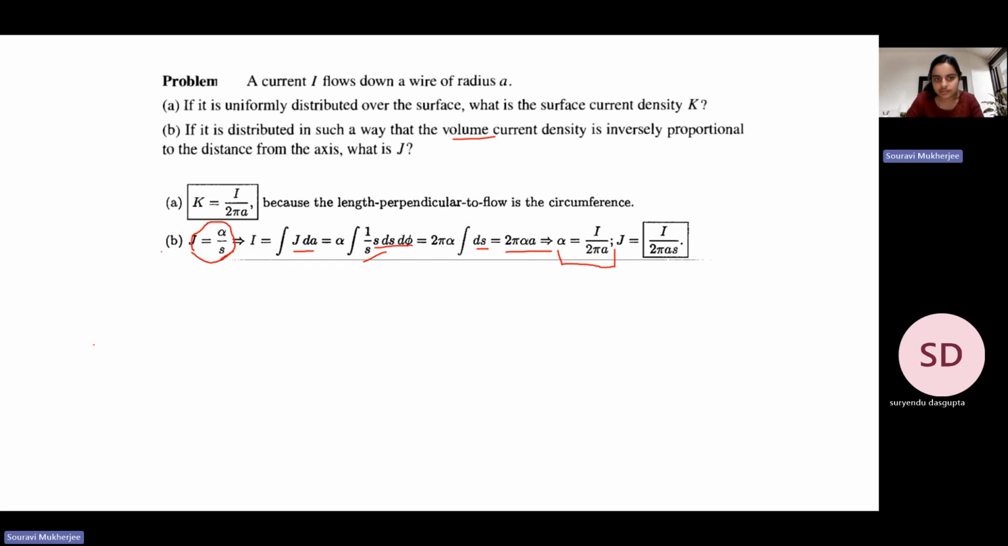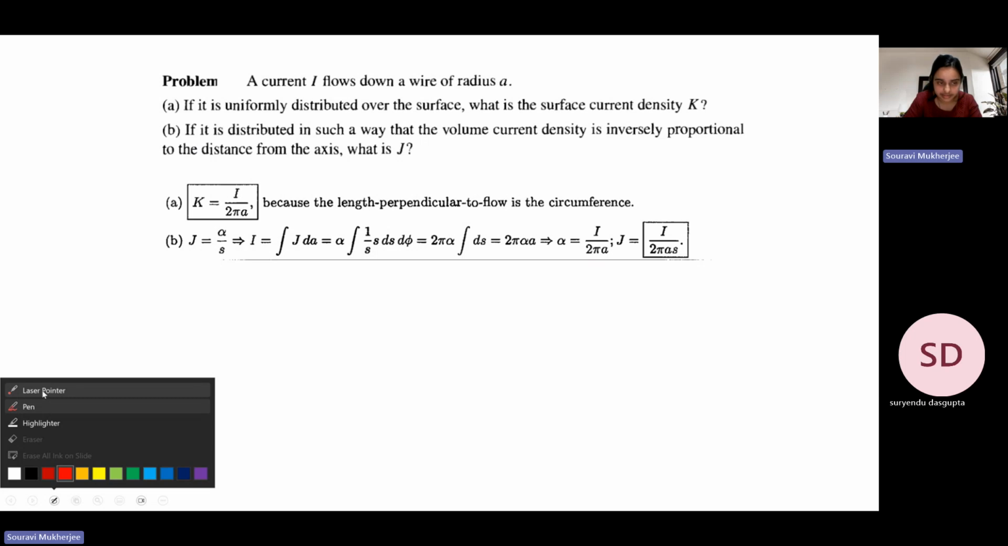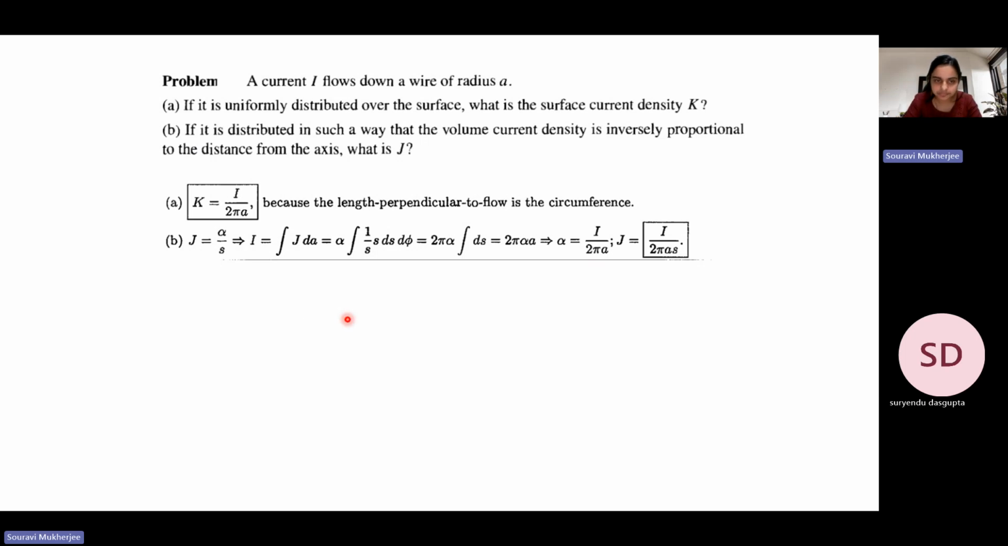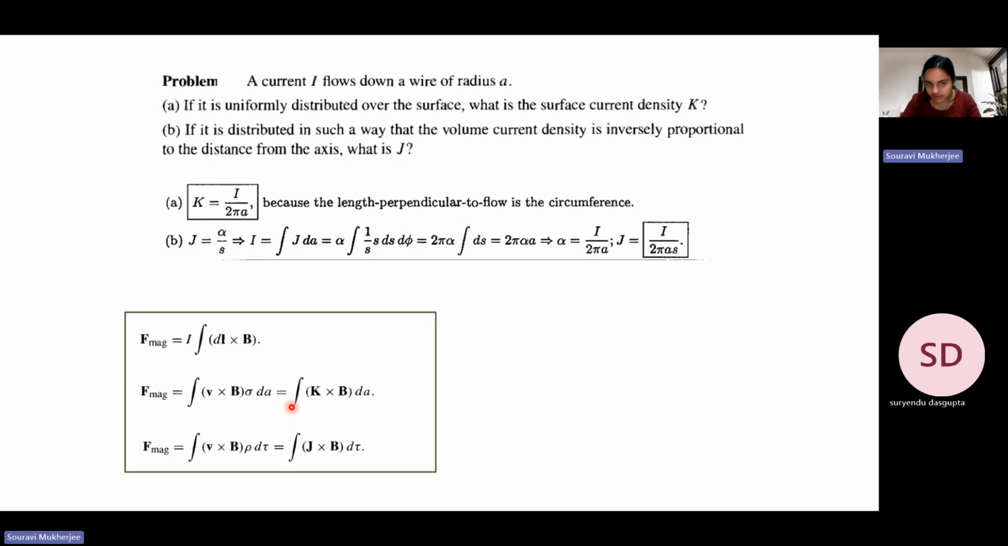Suppose it was asked that J is constant. Then this term will not be there, and you will have a constant quantity here. The entire process will still be the same. So based on the functional form of your J, you can do all these kinds of integrations to find the net current, the net charge density, net current density, and all of it. Till now, what we have learned is how you can write an expression of magnetic force for a line element. This is for a surface current density, and this is for a volume current density.